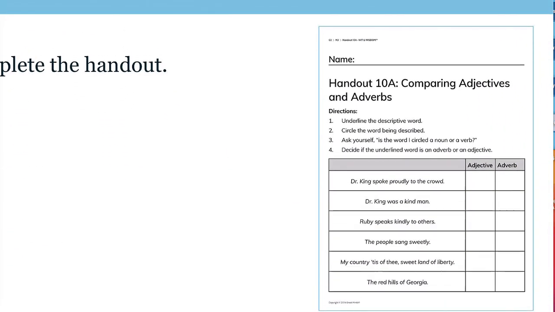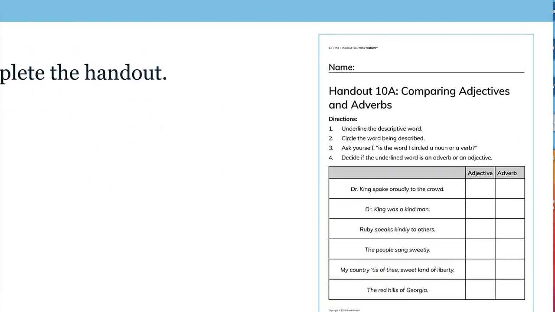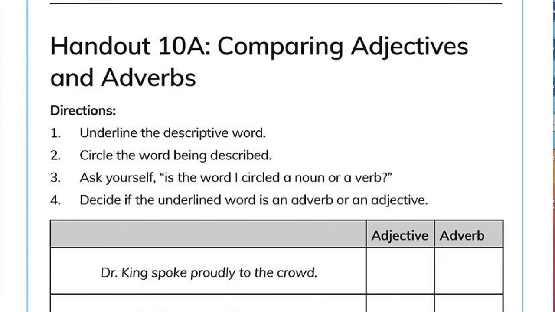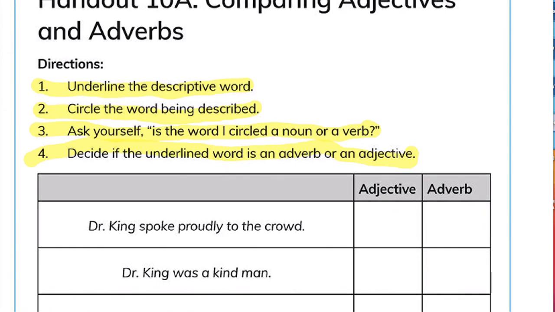Turn to handout 10A in your blue book. It's called Comparing Adjectives and Adverbs. Let's see what the directions say. 1. Underline the descriptive word. 2. Circle the word being described. 3. Ask yourself, is the word I circled a noun or a verb? And then 4. Decide if the underlined word is an adverb or an adjective.